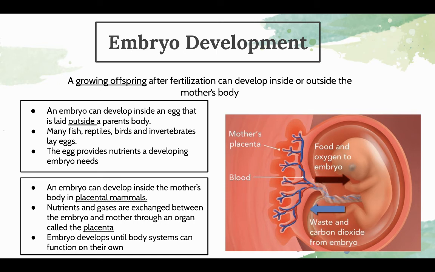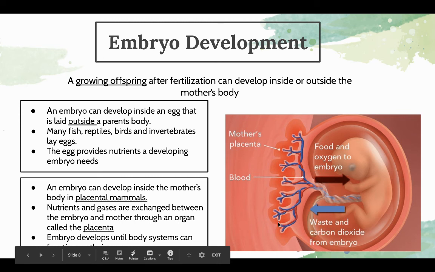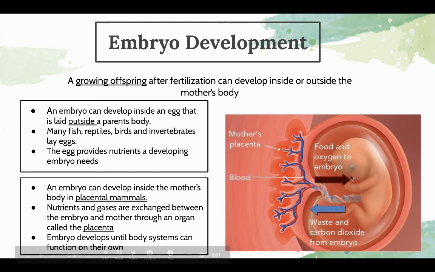Then an embryo can develop inside a mother's body in placental mammals, which is us. Okay? Nutrients and gases are exchanged between the embryo and the mother through an organ called the placenta, which is shown right here. Okay, so you can see the food and oxygen are being transferred through the placenta by the mother. So waste goes out and food and oxygen goes into the placenta. And the embryo develops until the body system can function on their own.